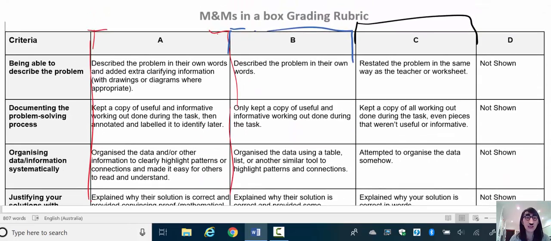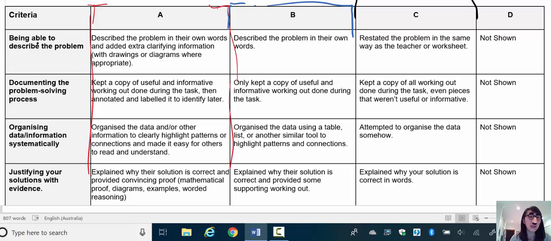For the A grade, the first criterion is being able to describe the problem. This part is more related to the introduction of your report, as you have to use your own words to summarize what you are doing and give a really clear explanation and clarify information. You can draw a diagram or use other evidence to support that you really understand what you are doing.